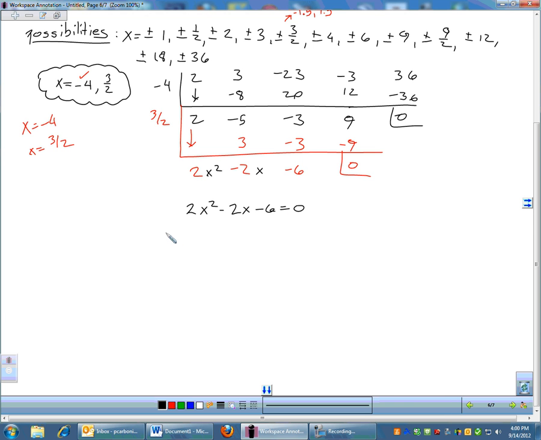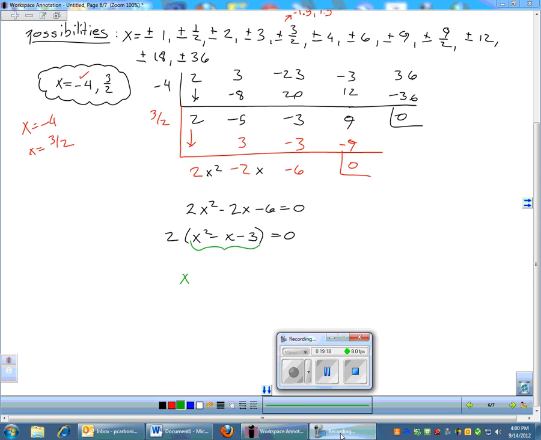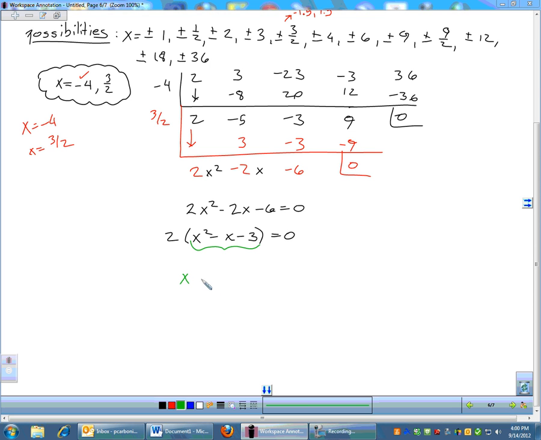Set that equal to 0. I'm going to factor out a 2. That gives me x squared minus x minus 3 equals 0. And that's not going to factor. I would like for that to factor, but it doesn't. So guess what? The dreaded quadratic formula, which is just the thing you want to see after you've been watching a math video for 19 minutes.